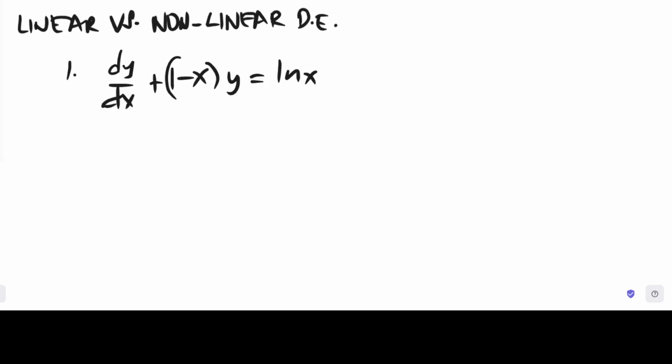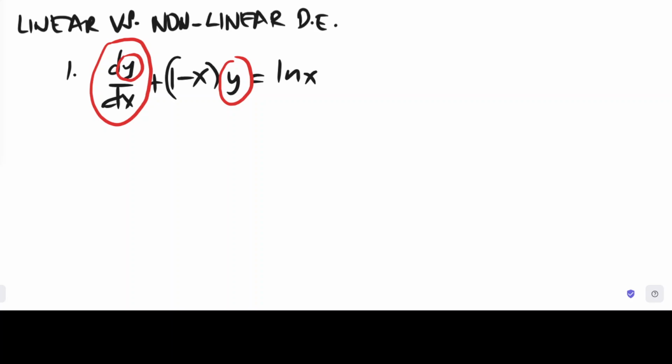Okay, so for the first example, we have here dy over dx plus (1 minus x) times y is equal to ln of x. So let's check if this DE is linear or nonlinear. The first rule of a linear DE is that the dependent variable and its derivatives should be raised to the power of 1 only. In this case, our dependent variable is y. So y here is raised to 1, dy over dx here is raised to 1. So the first rule is followed.